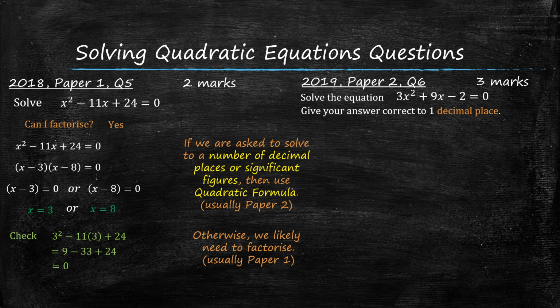Now our next example, 2019 paper 2 question 6 on the right hand side, asks us to solve the equation 3x squared plus 9x minus 2 equal to 0 and give your answer correct to one decimal place.